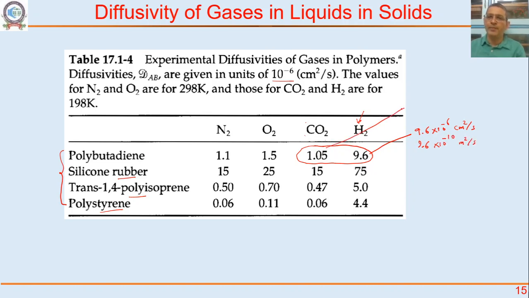Or this is like 1.05 into 10 raised to minus 6 centimeter square per second, which is the same as 1.05 into 10 raised to minus 10 meter square per second. Look at these values: 0.06 into 10 raised to minus 6 centimeter square per second, which is like 6 into 10 raised to minus 8 centimeter square per second, which is same as 6 into 10 raised to minus 12 meter square per second.